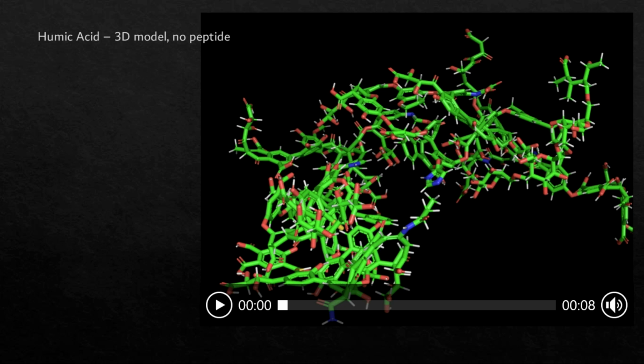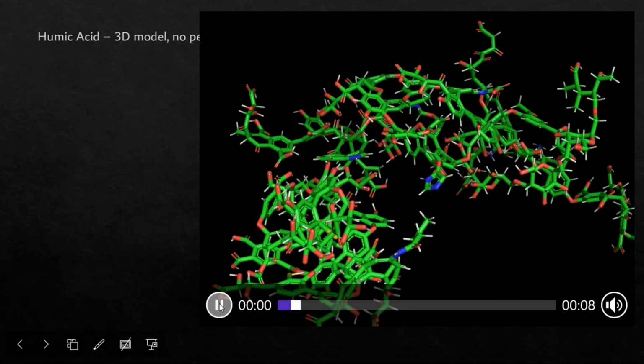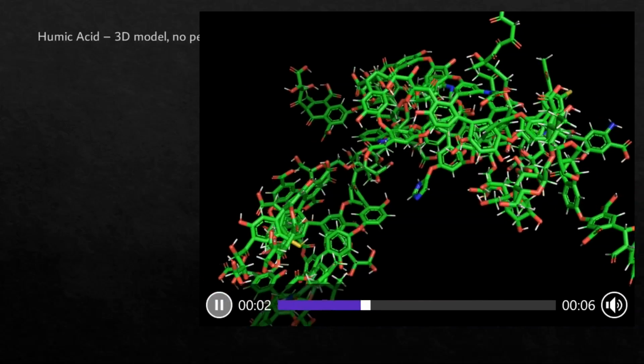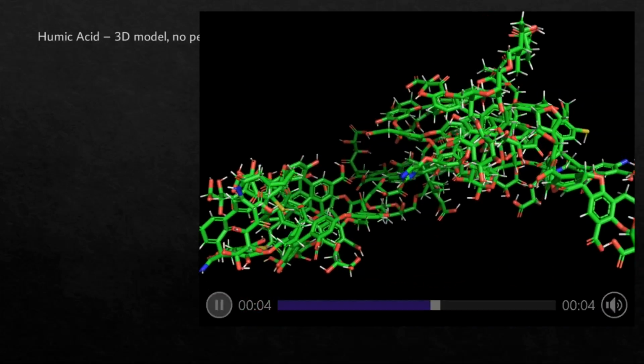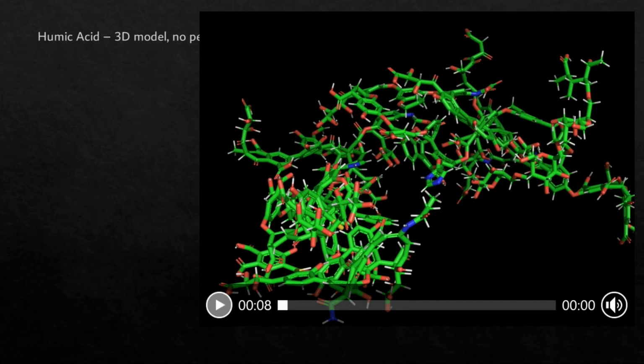Let's take a look at what humic acid looks like. What you see here is a three-dimensional model of humic acid that's been animated to help you appreciate both its size as well as its potential to, in this case, bind onto a virus and inhibit its fusion with the cell membrane.